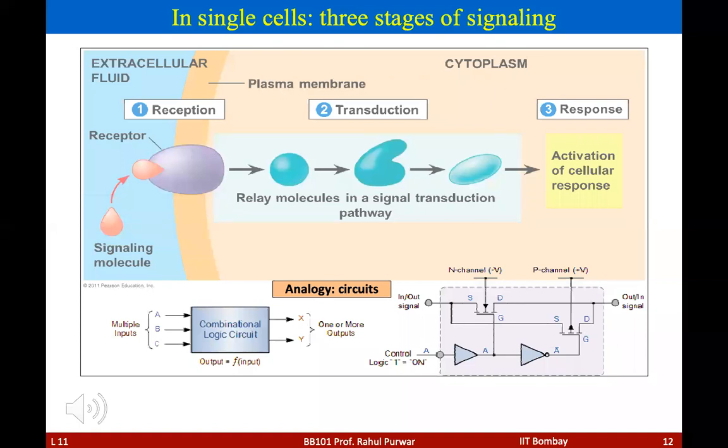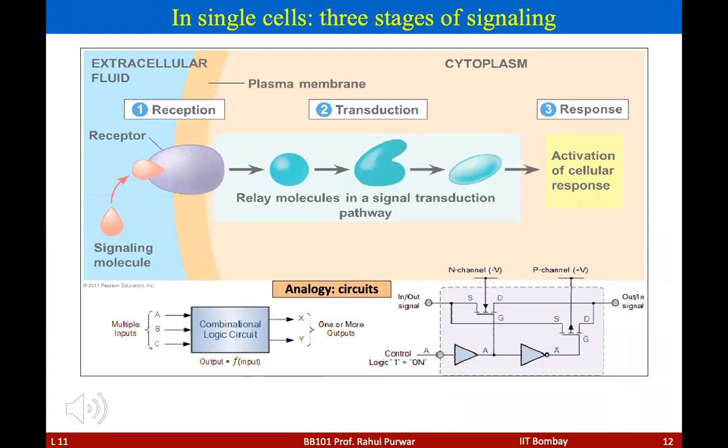So overall, there are three stages of signaling. I repeat again, this is a cell which has a plasma membrane, and on the plasma membrane you have a receptor. One signaling molecule is attached to the receptor. This receptor and signal molecule interaction induces relay molecules in a signal transduction pathway, and the signal goes from one stage to the second and third and fourth, and that's how the signal is relayed, and ultimately it leads to the response.